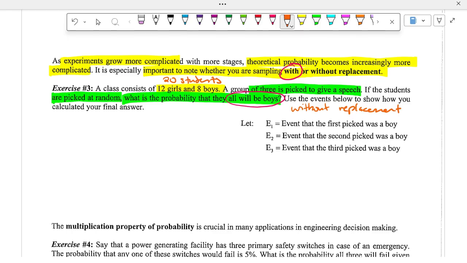So event 1 is that the first pick was a boy. Event 2, second pick was a boy. Event 3, third pick was a boy. If we want all 3 to be boys, we're going to set this up as what type of statement? Or, and. And we want all 3 to happen. So we want the probability that E1 and E2 and E3 will happen. We can do this in terms of multiplication. So we want the probability of E1 times the probability of E2 times the probability of E3.